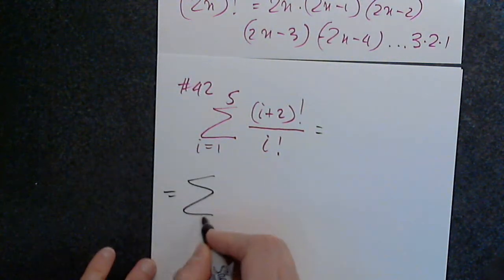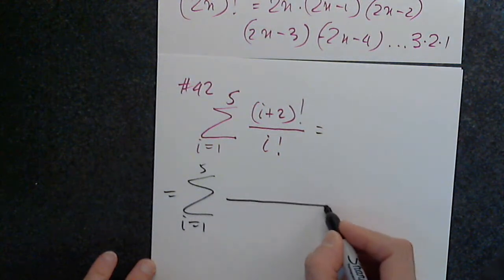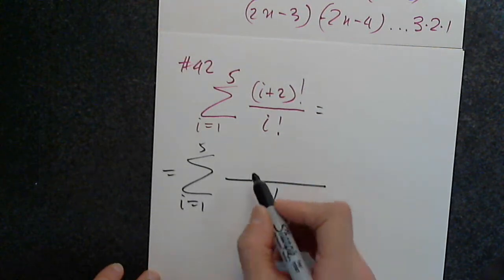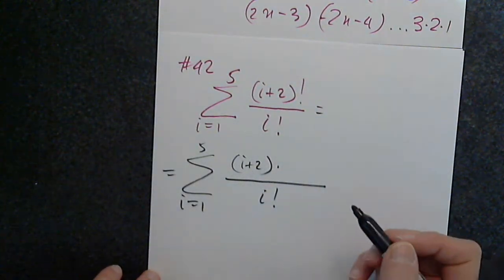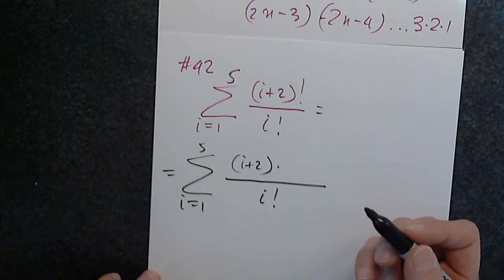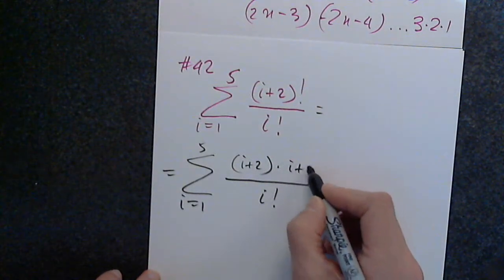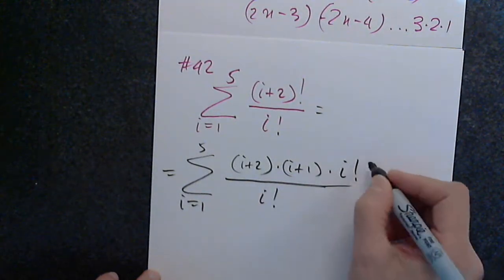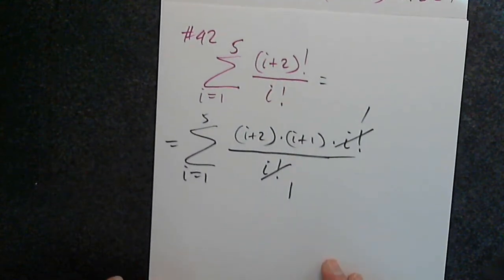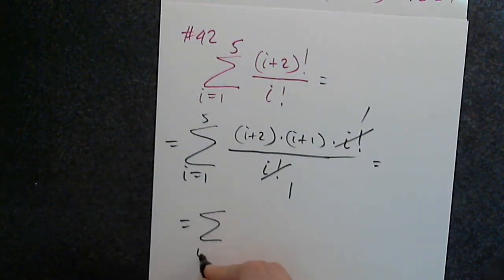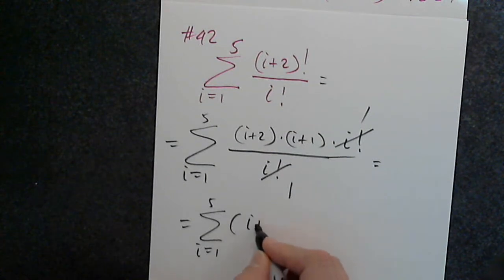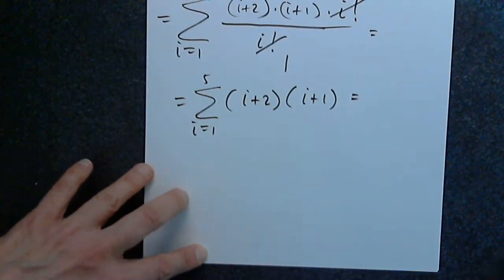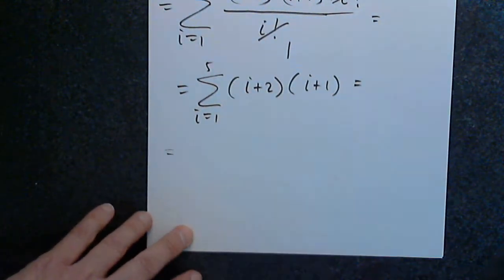The top. Very good. So i equals 1 through 5. So please tell me how to write the top. I plus 1 times i plus 2 factorial over i factorial. Excellent. Great job. So now I have the sum from i equals 1 through 5 of i plus 2 and i plus 1. Can anyone dictate at least the first and the last term?